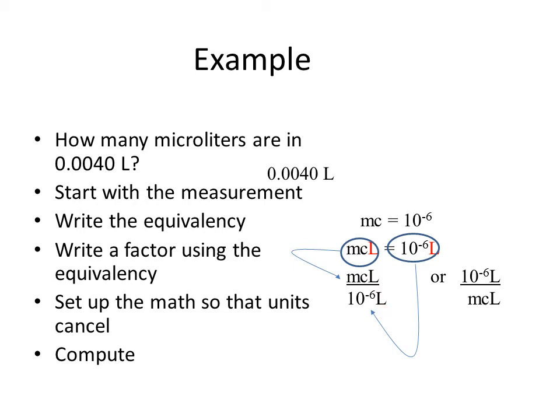So now we're going to take the fraction that gives us unit cancellation and place it in the problem. Okay, so now we see that liter is canceling out with liter, and we get microliter. That's good. So what we have left now is to do the math. If I were to just do the unit math, I would come up with microliter. Now I have to do the number math, which is 0.0040 divided by 10 to the minus 6.